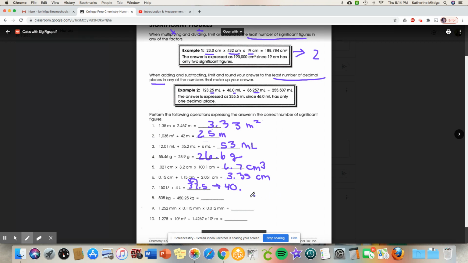Do I put a decimal place here or a 0 here? No, that changes sig figs. So we're going to keep it simply as 40. Now, liters cubed divided by liters gives me liters squared.